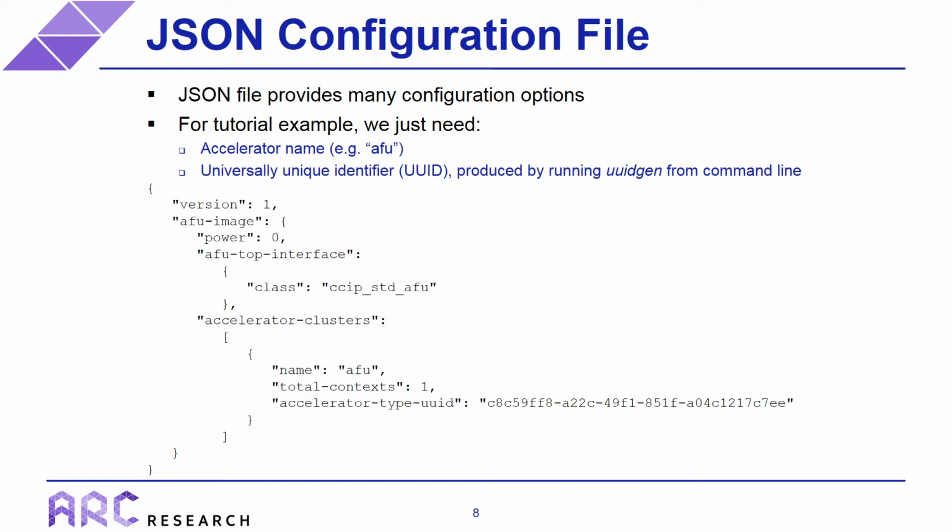So there's a lot of other information in here. The AFU top interface, the class parameter there, is what specifies the name of the top level file for the AFU. So unless you have a good reason to change it, I would just leave it as CCI-P standard AFU.